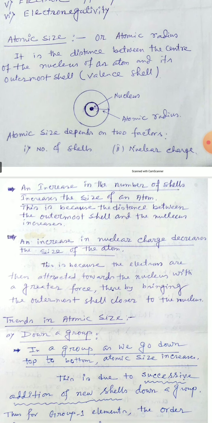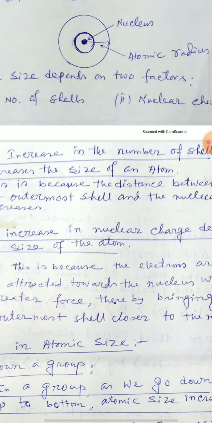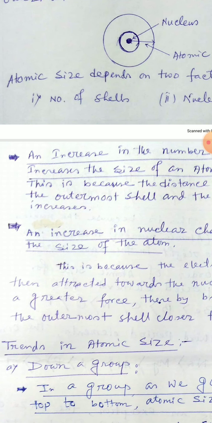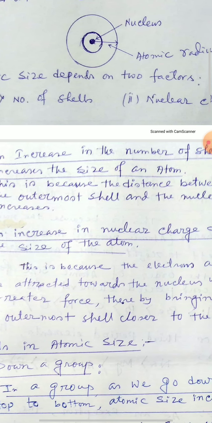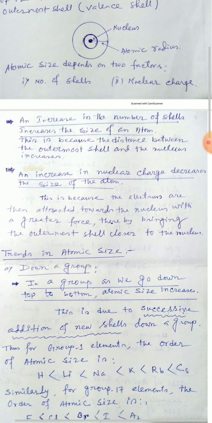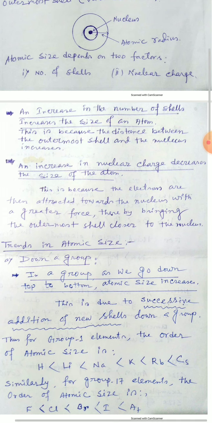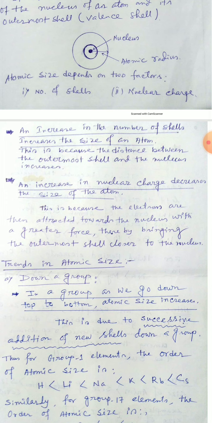Now atomic size depends on two factors. One is the number of shells and another is nuclear charge. You can see atomic size depends on two factors: one is the number of shells and second is nuclear charge. Now let's see how the number of shells and nuclear charge affect the atomic size. An increase in the number of shells increases the size of the atom.